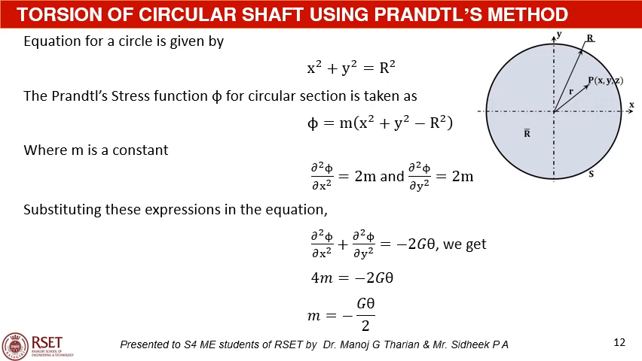Thus, the Prandtl stress function phi equal to m into x square plus y square minus r square satisfies the condition phi equal to 0 along the boundary of the cross-section. In this expression for phi, m is a constant. Differentiating, we get ∂²phi/∂x² equal to 2m and ∂²phi/∂y² equal to 2m.